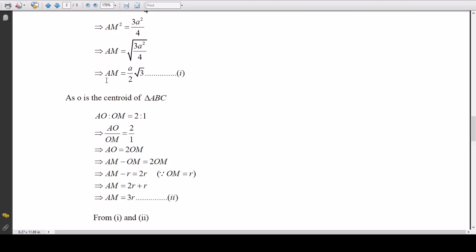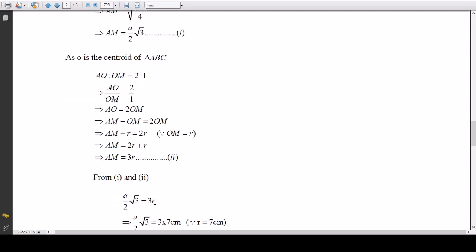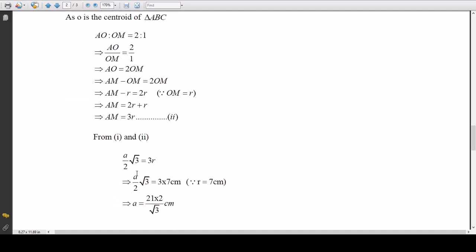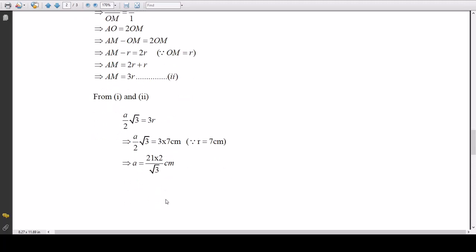Now from equation 1, AM equals a by 2 root 3, and from equation 2, AM equals 3r. That means a by 2 root 3 is equal to 3r. But what is r? R is the radius of the circle, which we have got to be 7 centimeter. Substituting the value of r here, a by 2 root 3 equals 21 centimeter. Therefore a will be, you just cross multiply here, 21 multiplied by 2 divided by root 3.